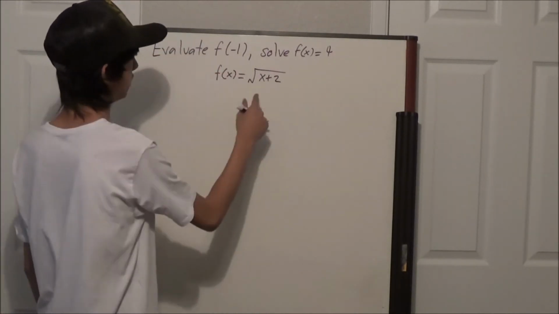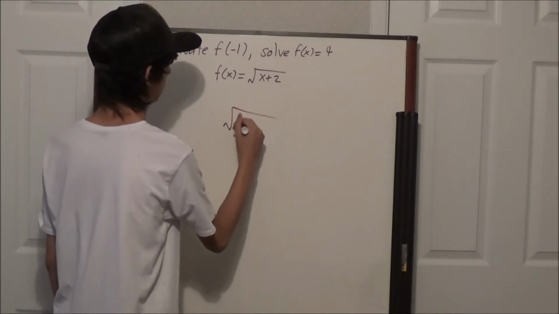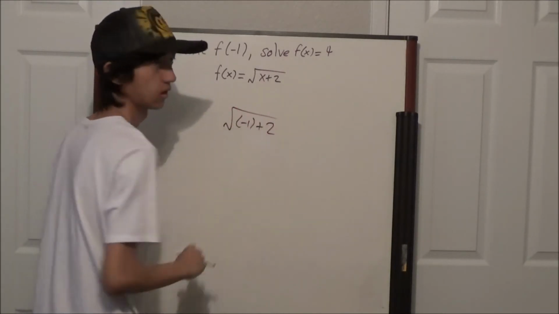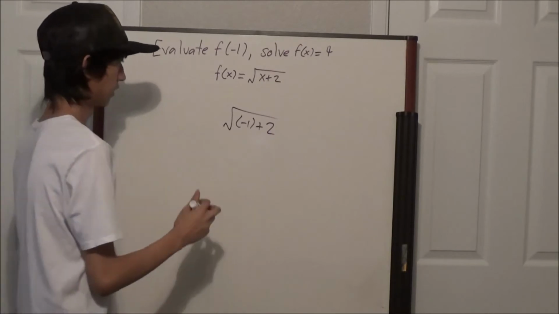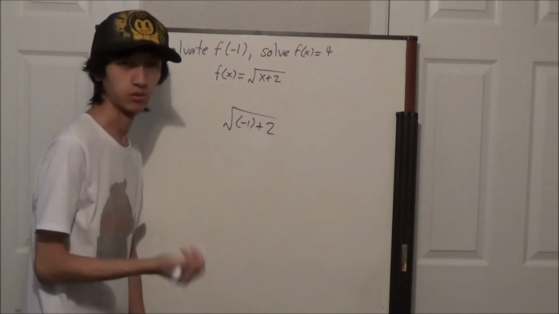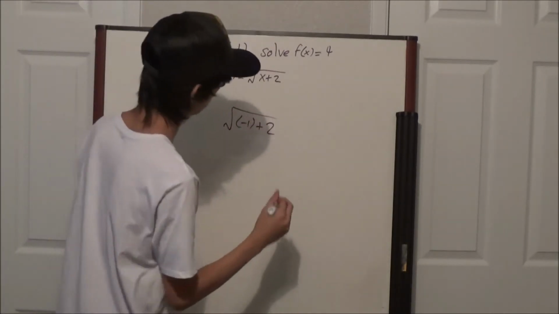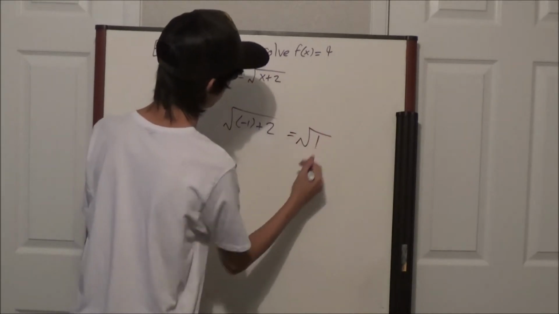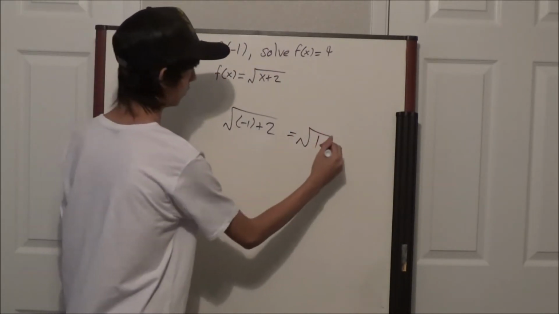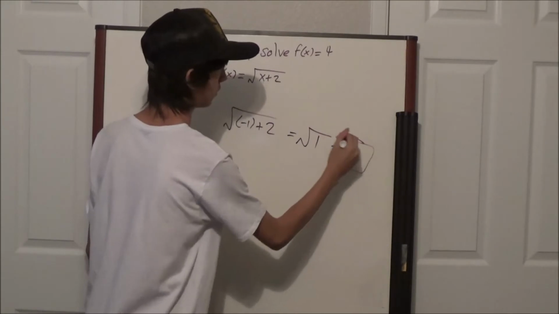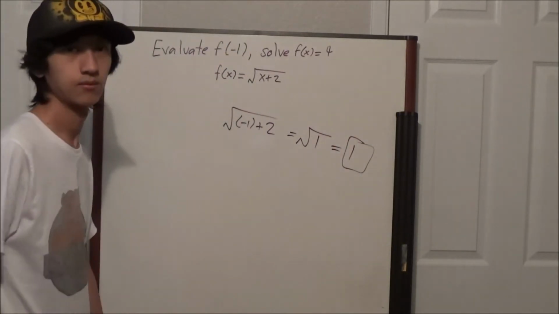So this one should be easy, you just plug it in. Negative 1 plus 2, and 2 minus 1 is equal to 1. So you pretty much get the square root of 1, which is equal to 1. Okay?